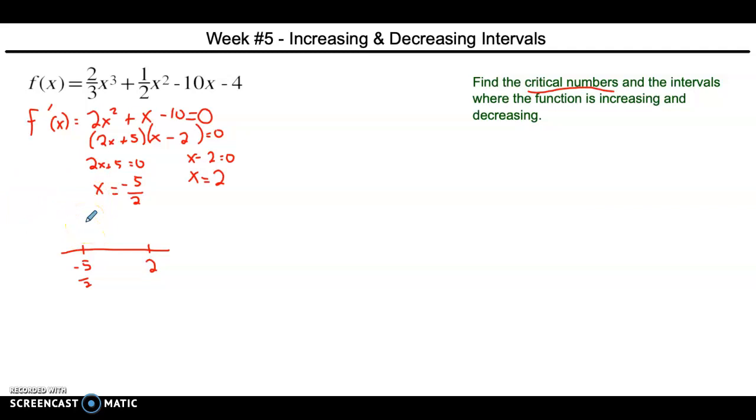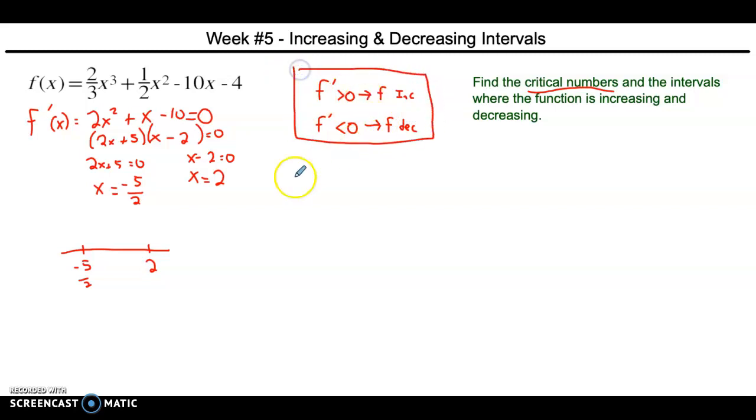What we are looking for is the derivative. Up here, we are looking for the derivative to be positive, greater than 0. That tells us the function is going to be increasing. If that derivative is negative, less than 0, that tells us the function is going to be decreasing. Okay, that's the gist of this section.